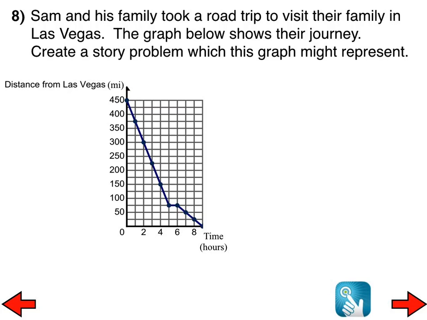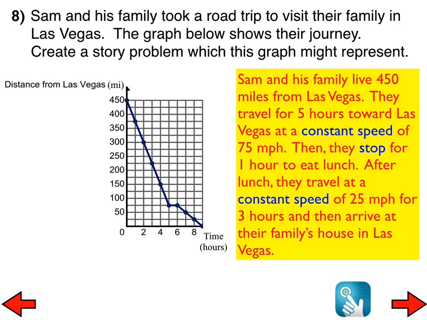And so a story that may represent that would be something like this. Sam and his family live 450 miles from Las Vegas. They travel for 5 hours at a constant speed. I know it's a constant speed because it's a linear line segment right there. And then they stop to eat lunch for 1 hour. So therefore, they're not getting any closer to their family's house. And then they travel at a constant speed of 25 miles per hour for the last 3 hours. And then they arrive at the house, which of course has a distance of 0.